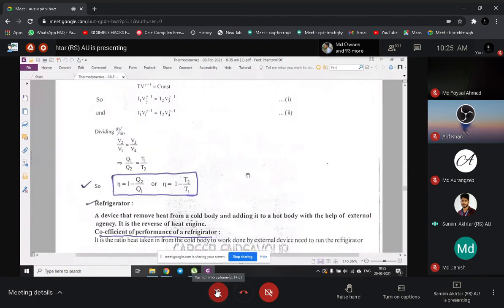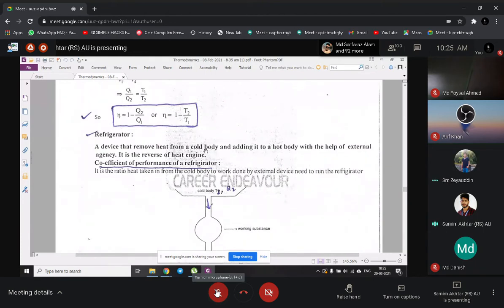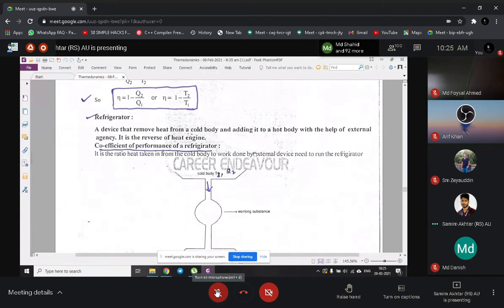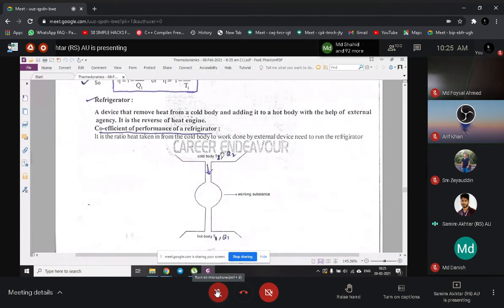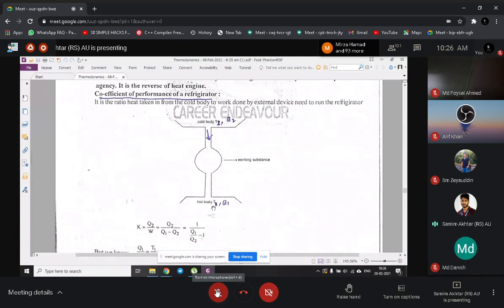But whenever you talk about the refrigerator, this is the reverse of the heat engine, because here the heat is transferred from lower to higher, that means from the cold body to the hot body, right? So this is the cold body at temperature T2 with heat Q2, and there is some external agency here, and this is the hot body at temperature T1 with heat Q1.